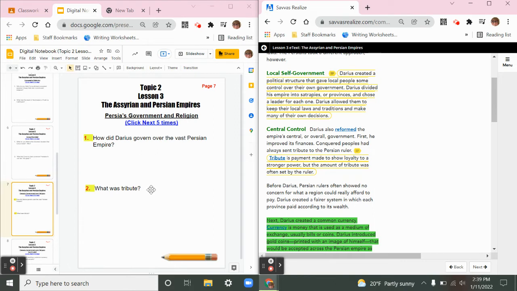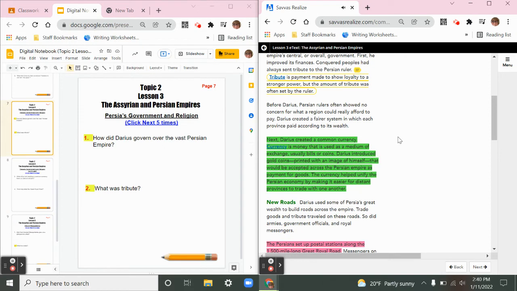Number 2, what was tribute? You will find that answer in this second circled yellow section. Notice that both of these questions are on the quiz. Pause my video and find those answers now.